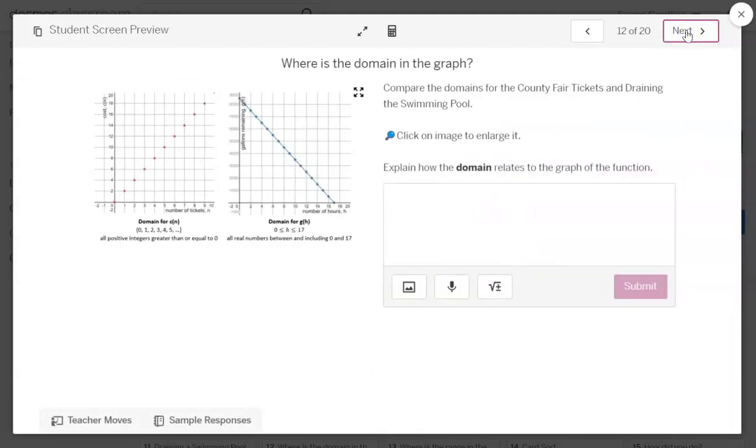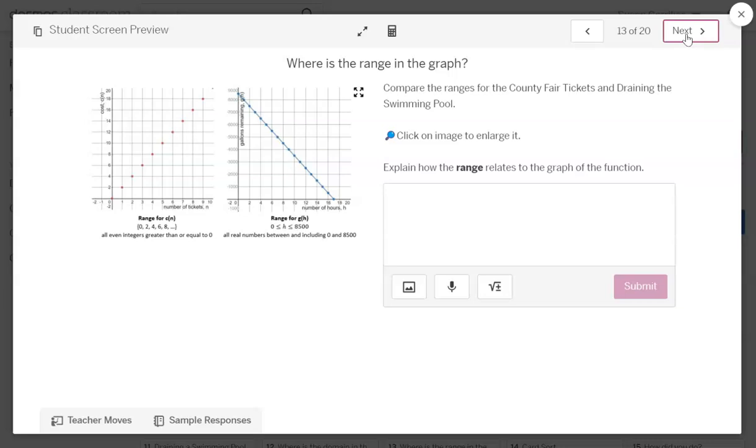And here's another one. And then again, compare the domains. Explain how the domain relates to the graph. So, the input values, the number of tickets. Why would we use positive integers? And they could talk about that. You would use positive integers because you're counting the number of tickets. For the domain in this scenario, though, it's the number of hours. And you can have partial hours, a fraction of an hour. You can include all the fractions in between these whole numbers. And so something like that.